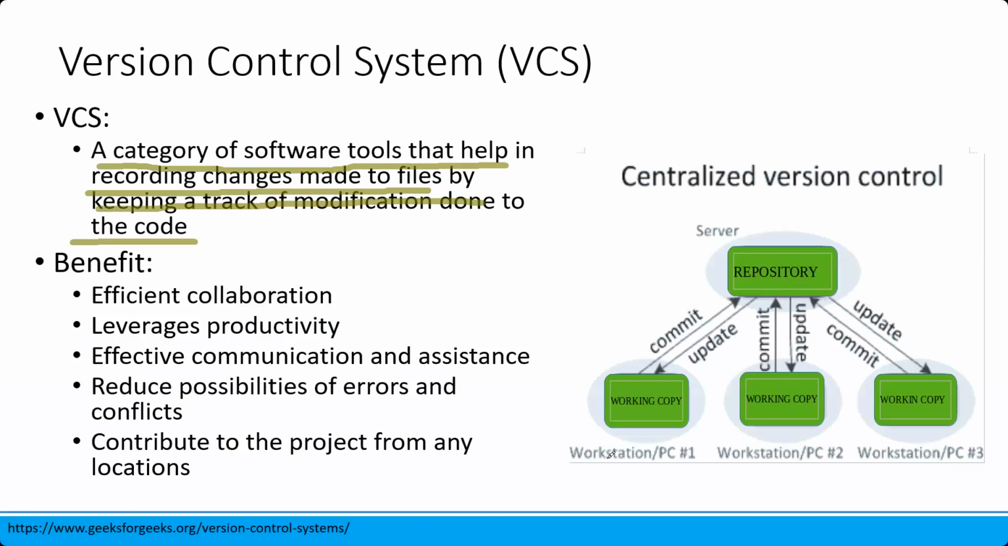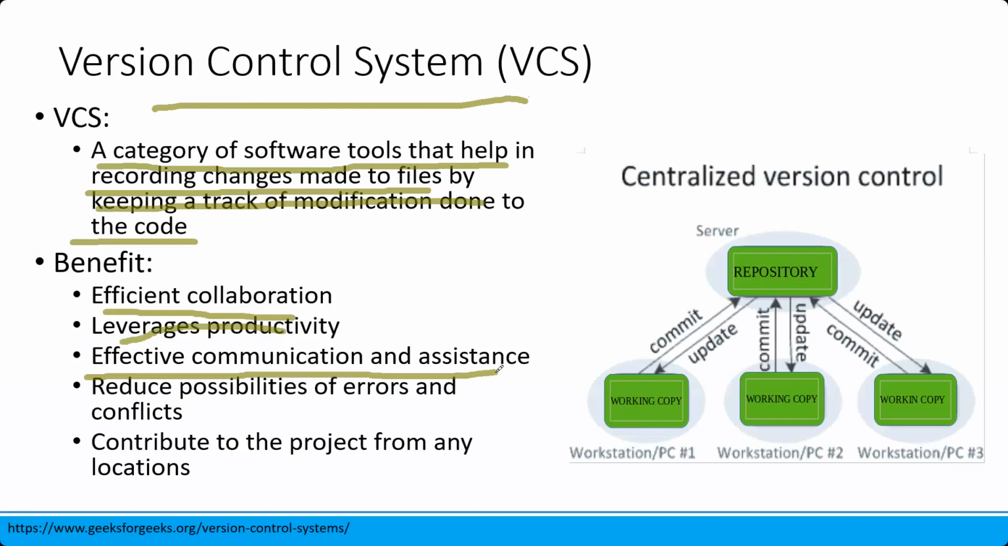What will you do? Are you going to copy and paste all the files? It's a very tough job if you just copy and paste everything. So we can use this VCS. We can use GitHub, put everything on GitHub so everyone can get and share all the files. So it is efficient collaboration. When you work with your friends, it is good, and it can leverage productivity, and it is for effective communication and assistance.